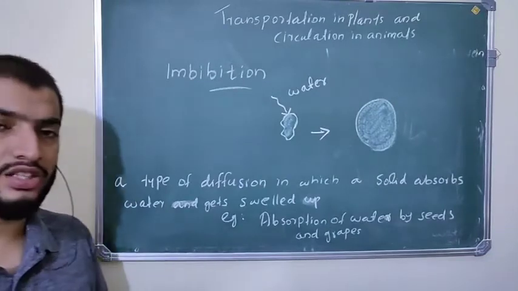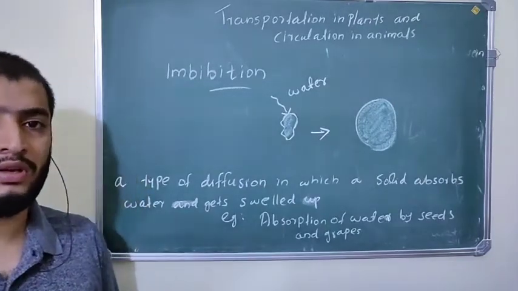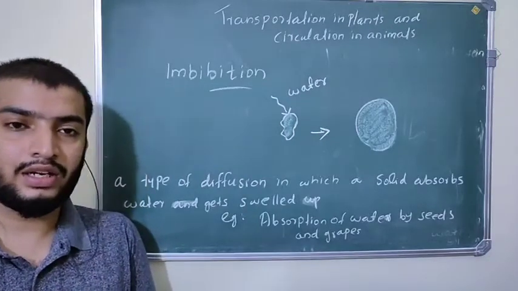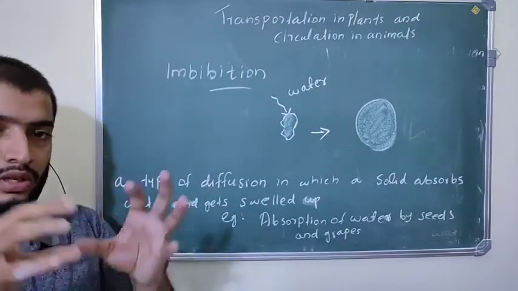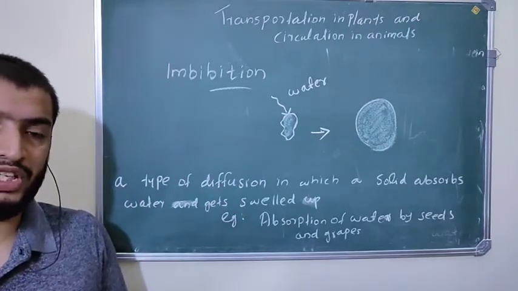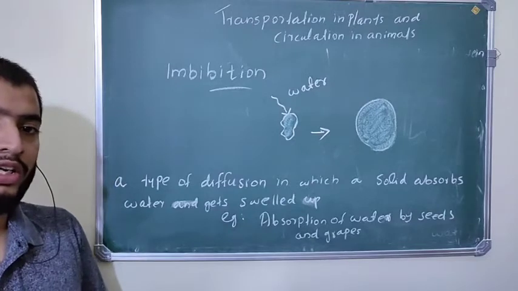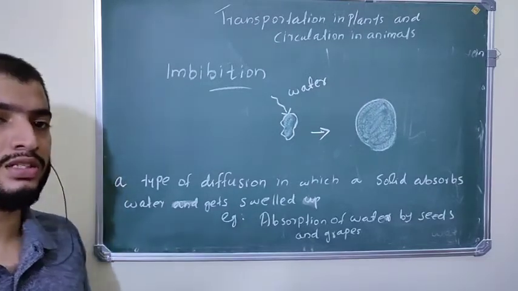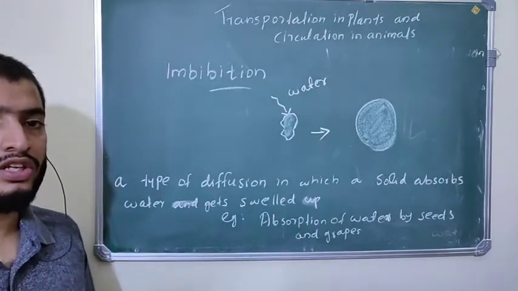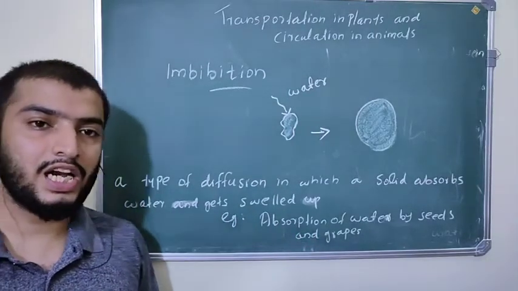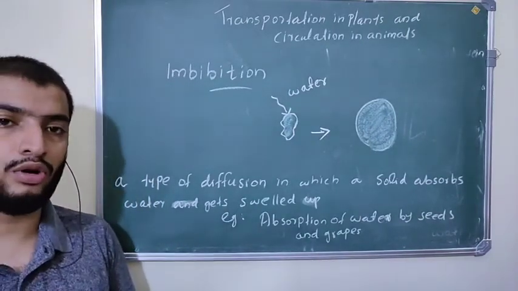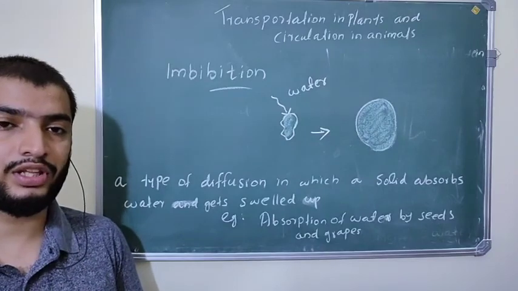You can see this in the case of dry grapes. If you put these grapes in water, later you can see those grapes swell up. That is imbibition. Imbibition is a type of diffusion where water is absorbed by a solid substance, and that solid substance swells up. Without imbibition, seedlings cannot germinate from the soil. So it is very important for seedlings for their germination.